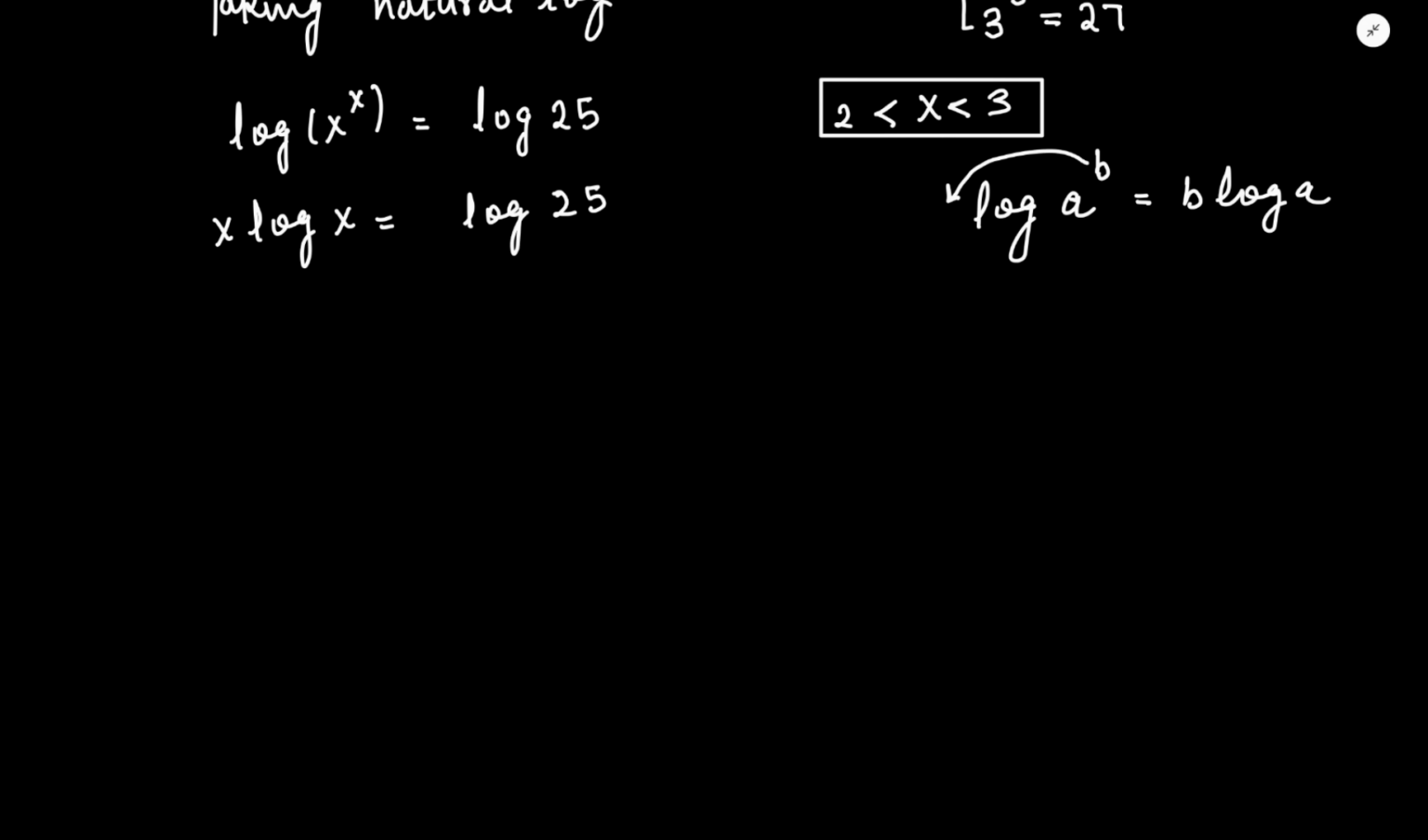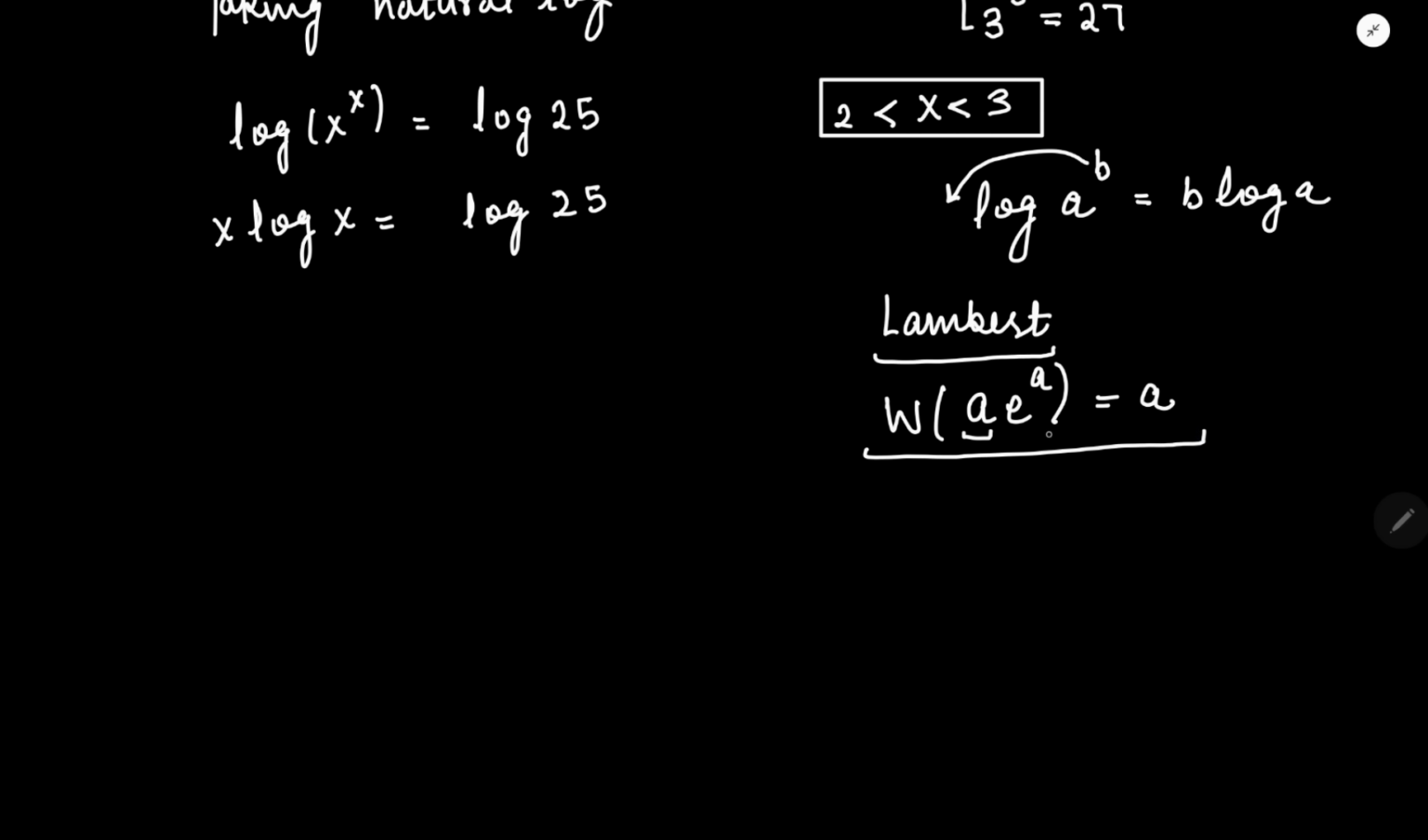Now we have this thing. We need to do something to find out x. Now in these types of questions, we apply Lambert W function. What is that function? This function says that when we apply Lambert W function on something like a e raised to power a, that means we have the same thing in the power of e and the same thing as a coefficient of e, then whenever we solve this thing, we get a.